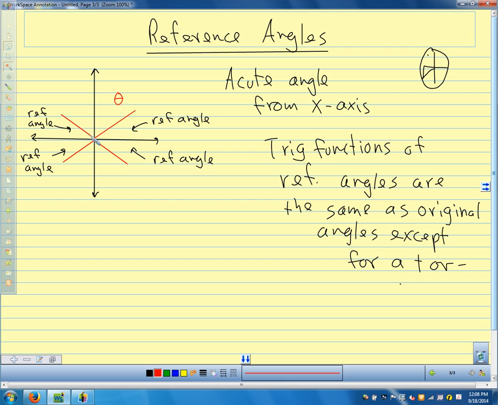Let's say this is a 150 degree angle. What would the reference angle be? 30. How do you find 30? 180 minus theta. So to find a reference angle, we do 180 minus theta, or we could think of pi minus theta if we're dealing with radians.